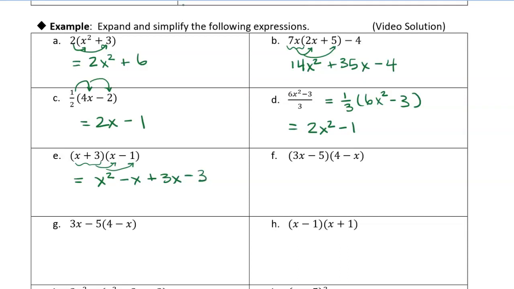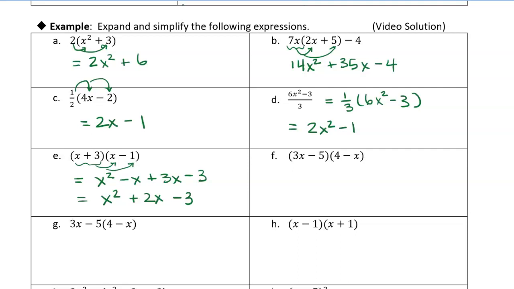All right. Now, whenever you use FOIL, you usually have a couple of terms you got to combine, right? If we want to simplify this, we need to combine those like terms. And so we have a -x plus 3x, which is a plus 2x, and then -3.